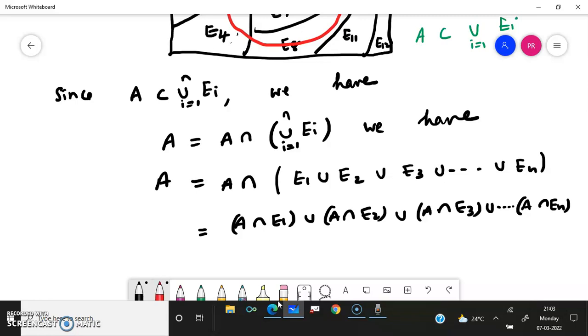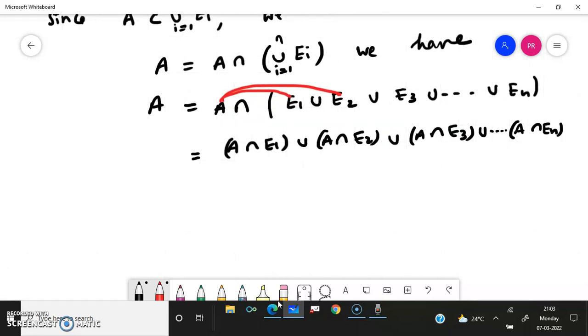So you keep on writing A intersection E1, then A intersection E2, and so on to A intersection En. Further you can write this as union. There are so many unions, so in general we can write union i equal to 1 to n. What are they? A intersection Ei, right? i varies from 1 to n. This we got from the distributive law.